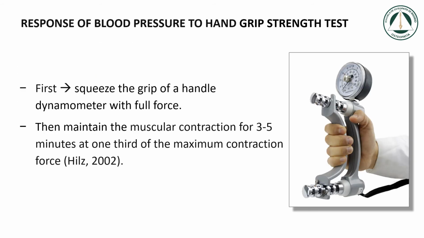Response of blood pressure to hand grip strength test. Ewing and Clarke, 1982, introduced the sustained grip test as a standard that is part of a battery of tests used to diagnose diabetic cardiac autonomic neuropathy. First, the subject is asked to squeeze the grip of a handle dynamometer at full strength. Then the contraction of the hand should be maintained for 3 to 5 minutes, at 1/3 of the maximum contraction force.